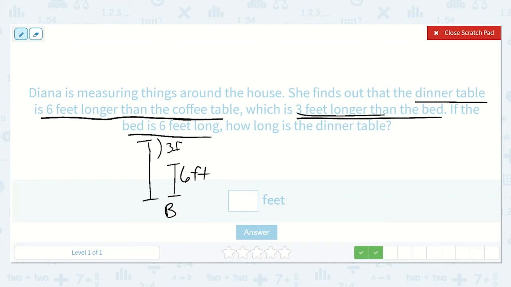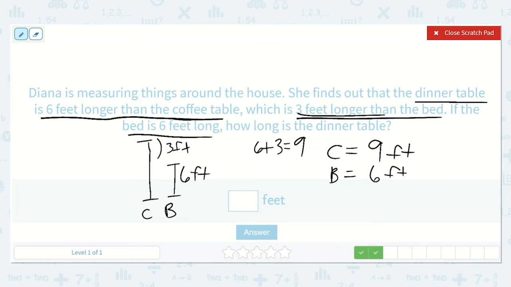3 feet taller. So I know that the coffee table, I'll do C for coffee table, is 6 plus 3. So I know C will be whatever 6 plus 3 is equal to. Well, I know 6 plus 4 is one of my 10s, so 6 plus 3 is one less than that, which is 9. So my coffee table is equal to 9 feet.